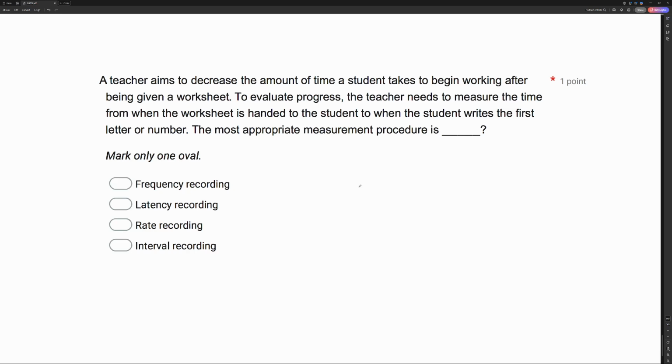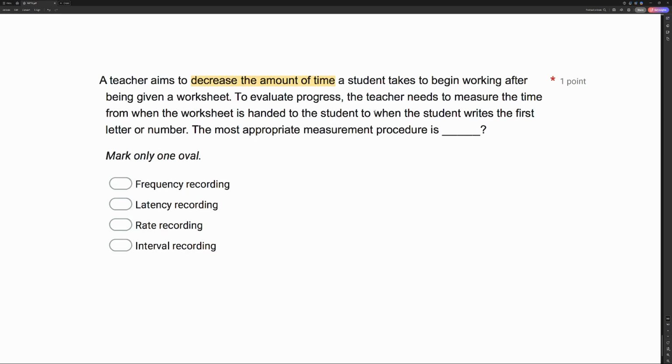Now remember, when we're choosing a measurement, we're trying to choose a measurement that's going to help us achieve our goal. And in this case, what are we trying to achieve? Well, the teacher wants to decrease the amount of time the student takes to begin working after being given a worksheet. So let's start there, the amount of time. With measurement, we're typically going to measure one of two things. We're going to measure time or we're going to measure a count. So when we have time, immediately we should start thinking duration, latency, inter-response time.